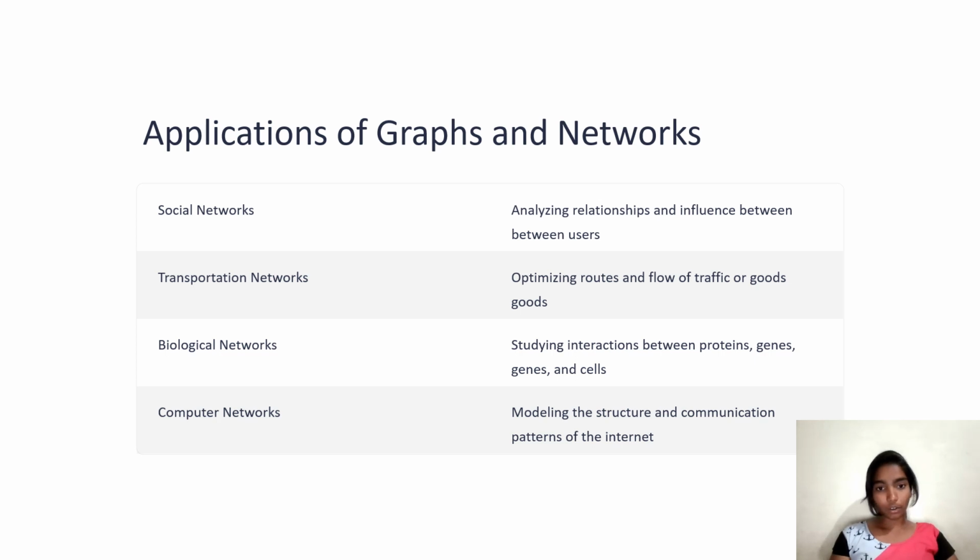Finally, the applications of graphs and networks. Social networks: it helps to analyze the relations and influence between users. Transportation networks: optimizing routes and flow of traffic or goods. Biological networks: it helps in studying interactions between proteins, genes, and cells. Computer networks: it models the structure and communication patterns of the internet.